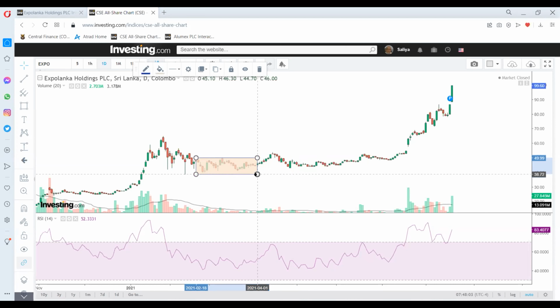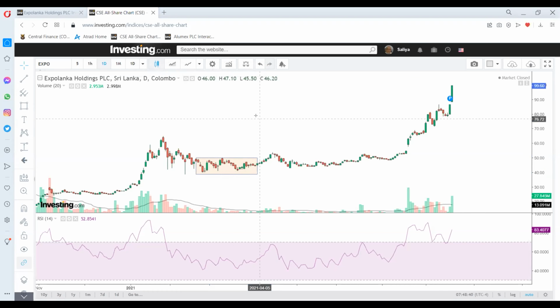So within a chart, within a price territory, you will see various types of patterns, and we will be picking up the clear, the most advantageous, beneficial pattern for us. Because the idea here is to figure out the patterns so that it will give us an opportunity to make a return out of it. If we don't have an opportunity to make a return out of it, then it's not going to be really useful for us. So that's regarding the Expo Lanka.